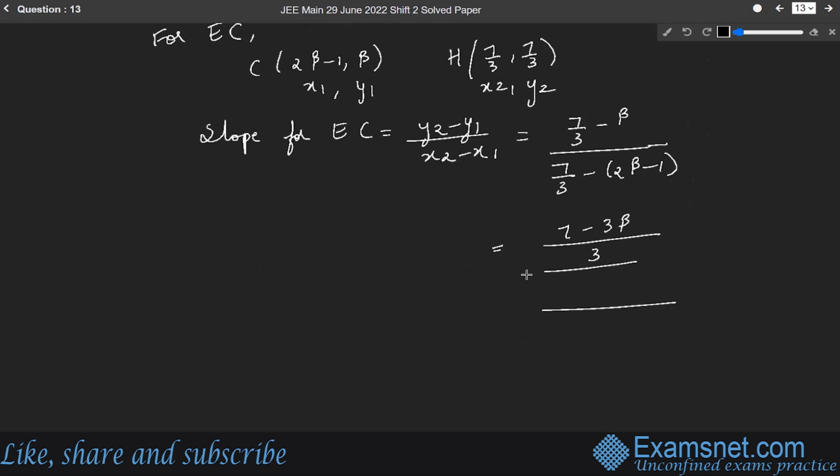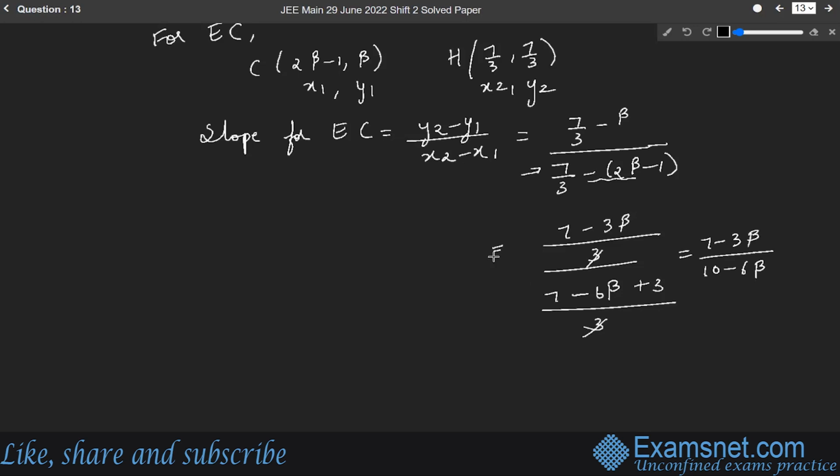Divided by, in the denominator part, the LCM will be 3. And here the numerator will be 7 minus 2 beta. When we open these brackets, we have minus 2 beta and minus minus plus 1. So 3 into minus 2 beta is minus 6 beta. Again, minus minus will be plus 1, so 3 into 1 is plus 3. This 3 and 3 will be cancelled. So we have 7 minus 3 beta divided by 7 plus 3 is 10, 10 minus 6 beta. This is the value for slope of EC.